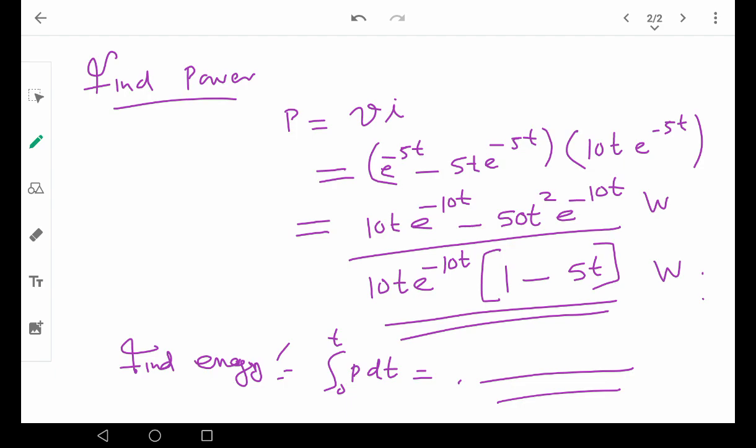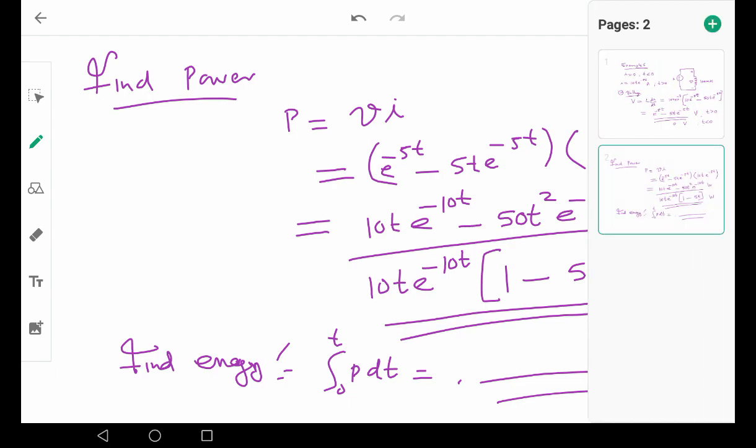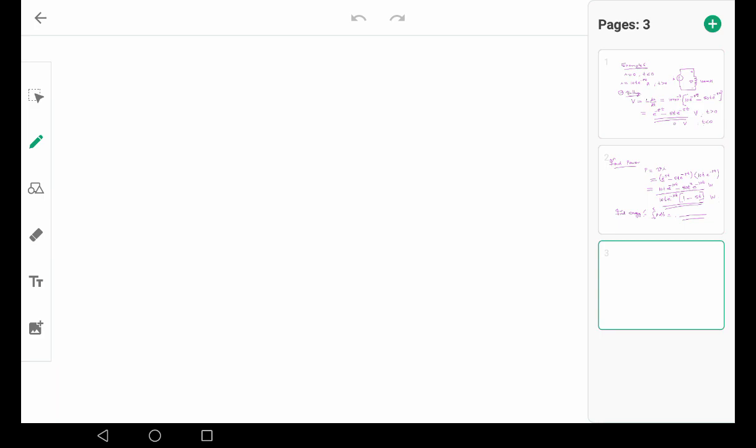Okay. So now we will move on to a new topic. Try to complete this problem. This is very simple. You do the integration by parts that I have explained in the previous lecture.